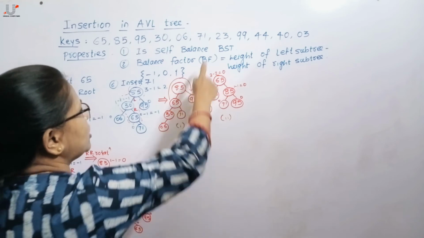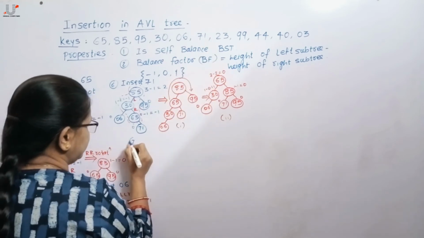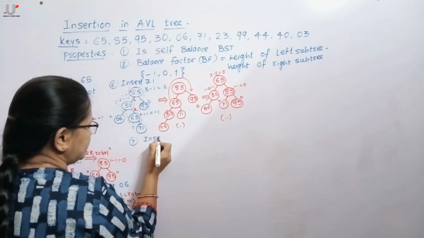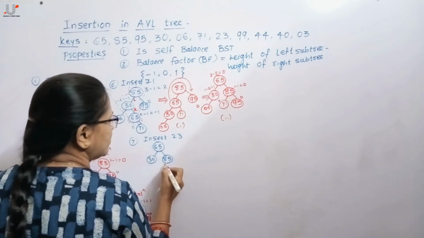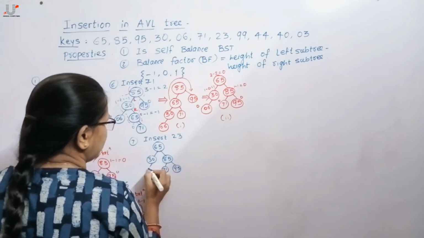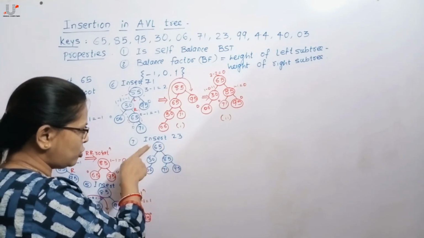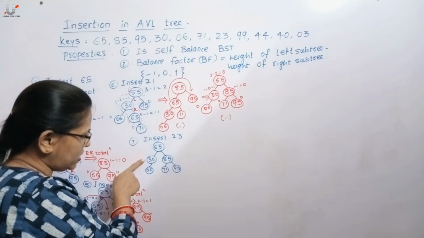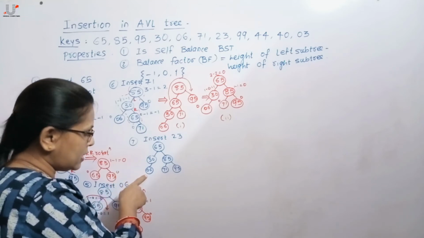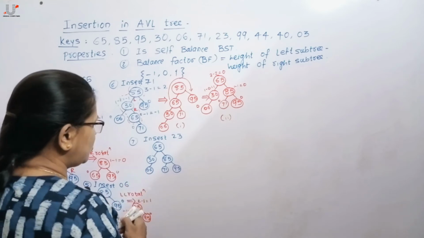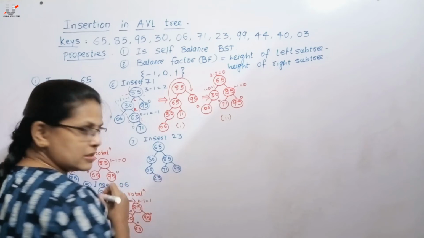Then next, now we have to insert 23. Next step is insert 23. Compare that 23 with 65. It is smaller, so move to the left subtree. It is smaller than 30, so move to the left subtree. It is greater than 6, so 23 is added as a right child of 6.